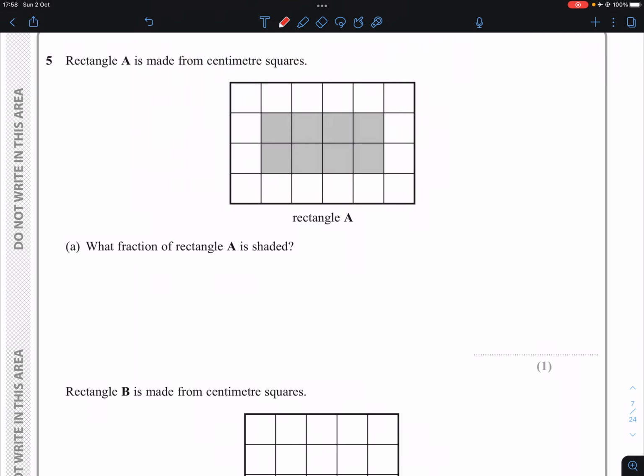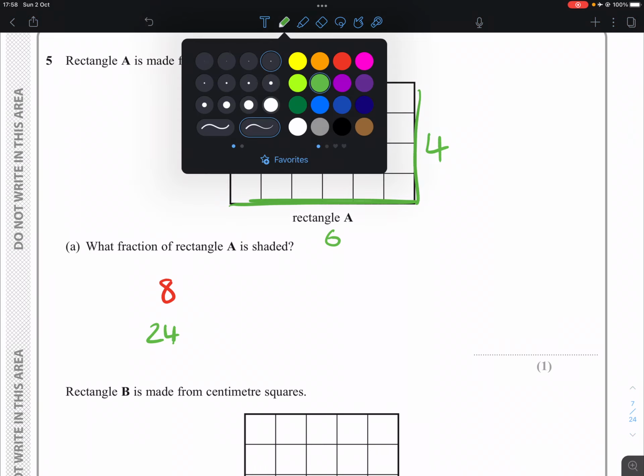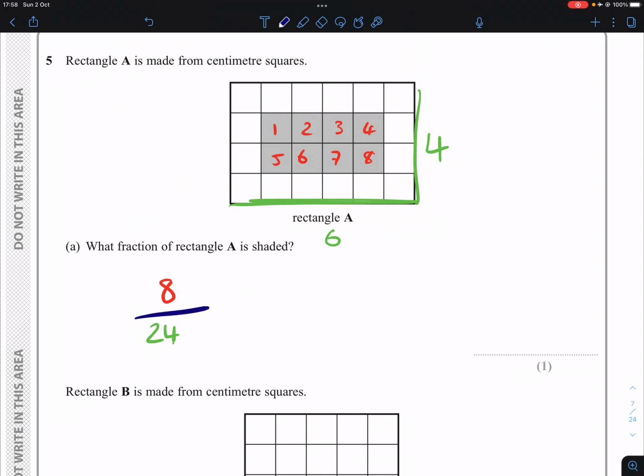Well, if we count the number of squares that's shaded first of all, then we will get 8. And that is out of the grand total of squares that we have here, which involves 6 across, 4 high. You could count them all individually, or you could identify that 6 times 4 will give us 24. So our fraction will be 8 out of 24.